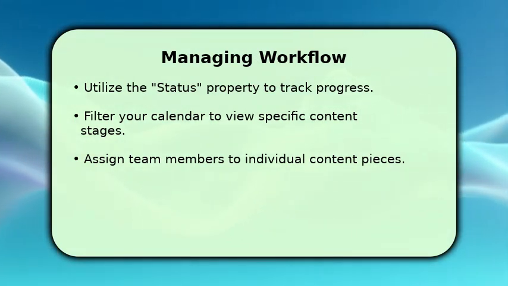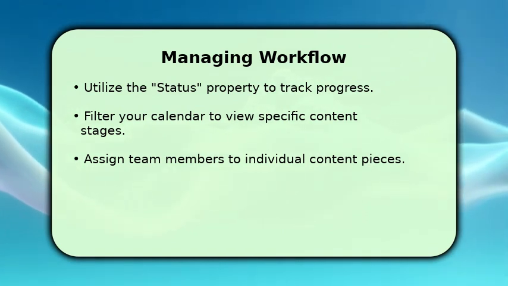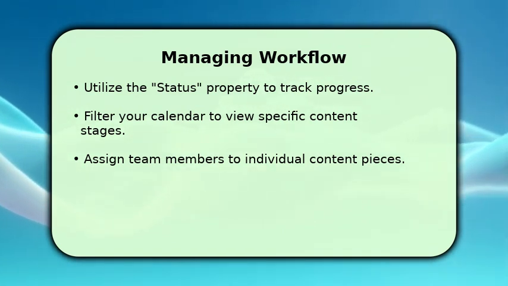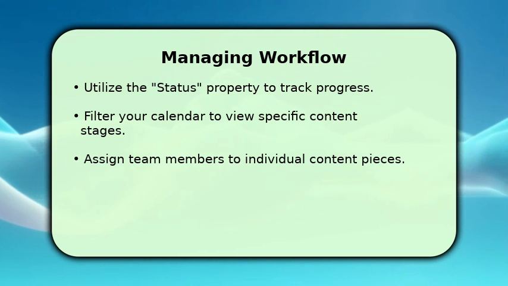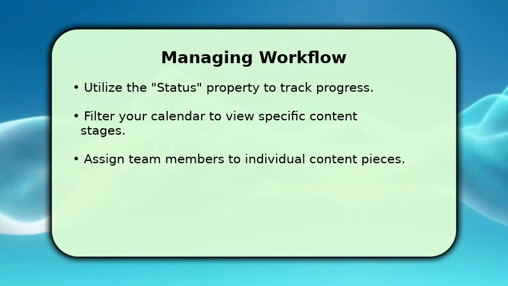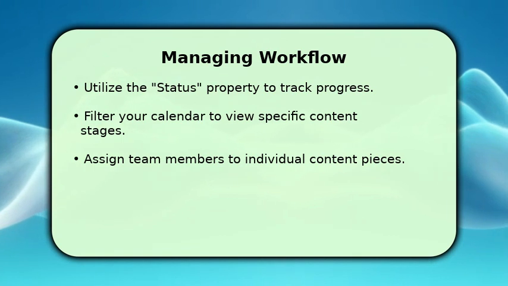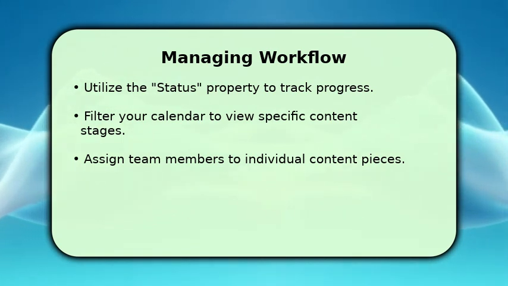Use the status property to track each content piece through stages like draft, in review, or published. You can easily filter your calendar to view content at specific stages, helping you focus. Assign team members to individual tasks, ensuring everyone knows their responsibilities and deadlines are met efficiently.